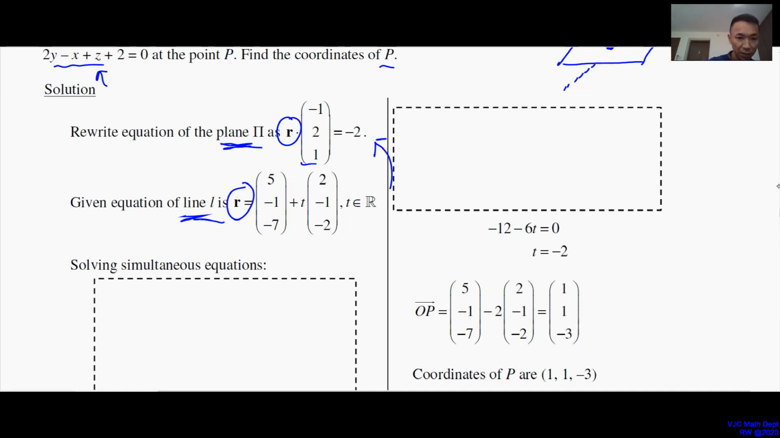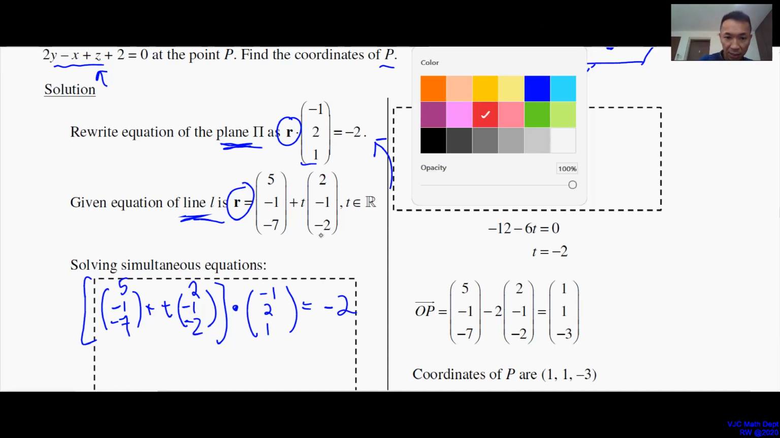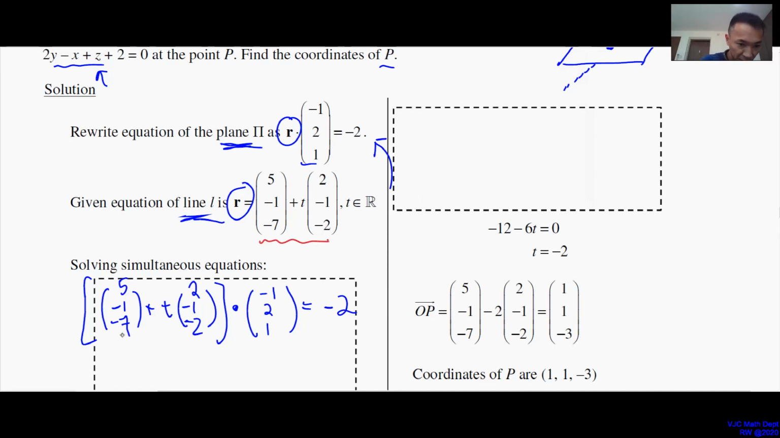So let's write it down. Therefore, you get (5, -1, -7) plus t (2, -1, -2), this whole thing, dot (-1, 1, 1), equals to -2. Sorry, this handwriting is really horrible. Oh, sorry. Eraser. This is -2. Maybe I just emphasize a bit. This is this part. This is this part.